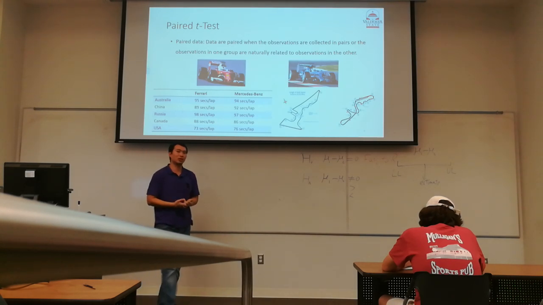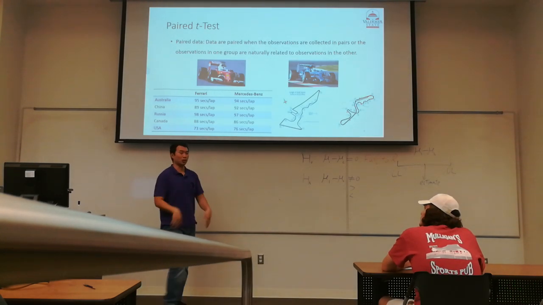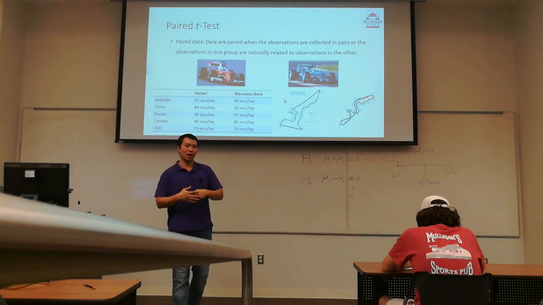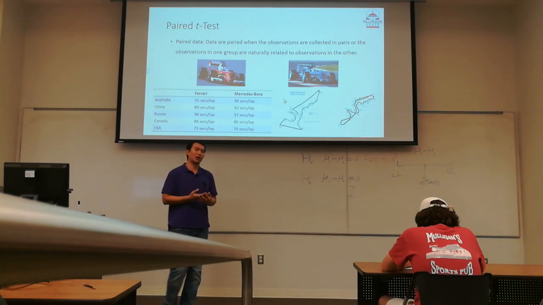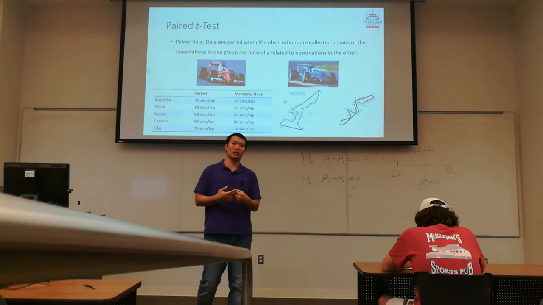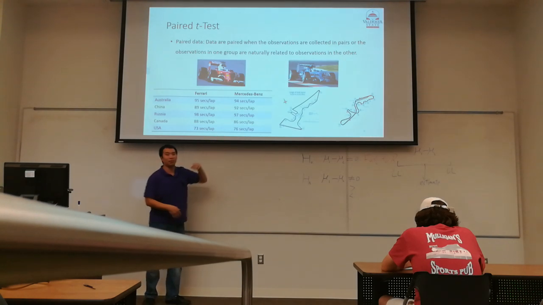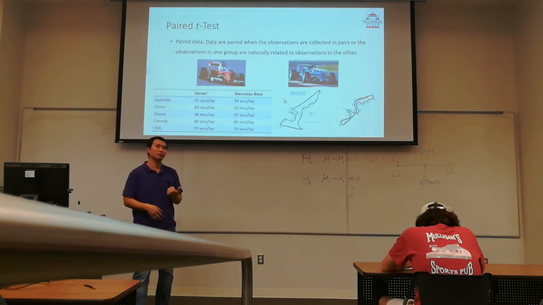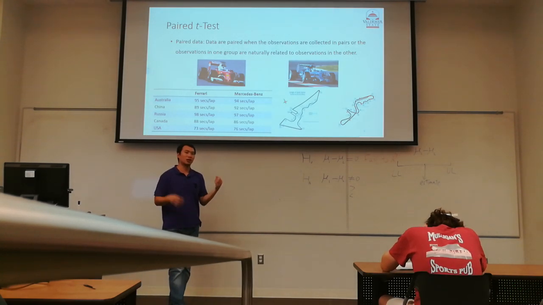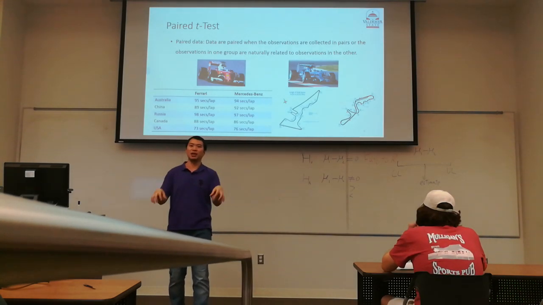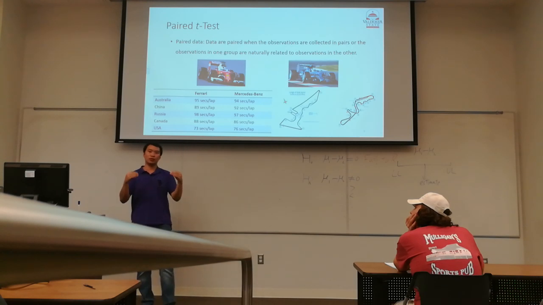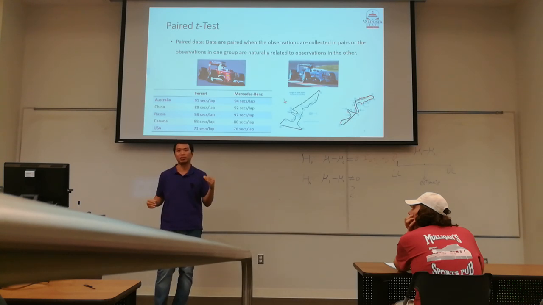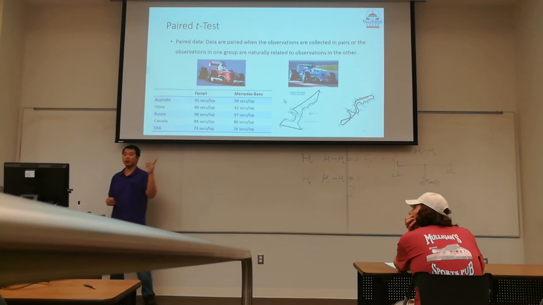It's not fair, because some tracks are longer, some tracks are shorter. Some tracks are designed for cars that have high absolute speed, but some are more suitable for cars that have better acceleration. So we cannot do this cross comparison. This is an example of pair data. Observations or samples are collected in pairs, and within each pair, the numbers are related. We cannot do the cross comparison. It's not fair. So that's pair data.